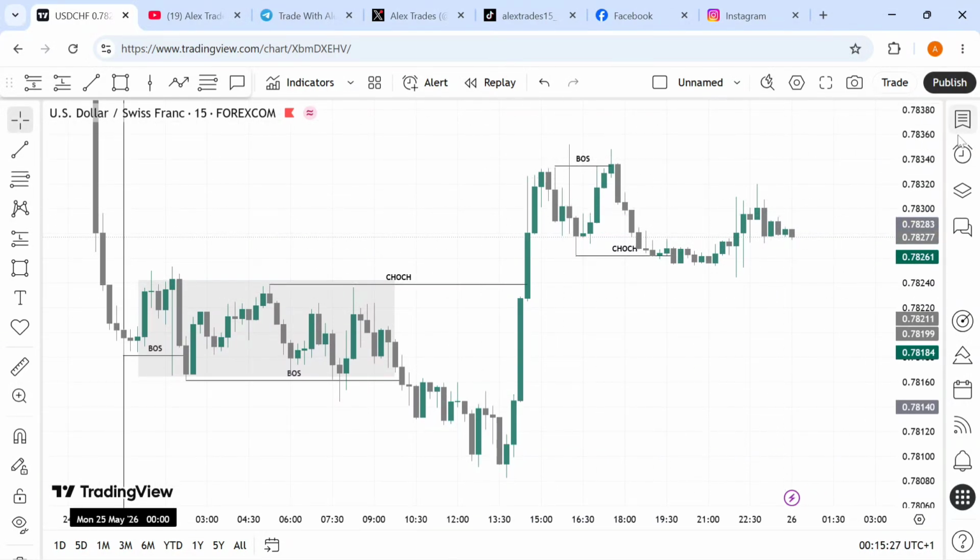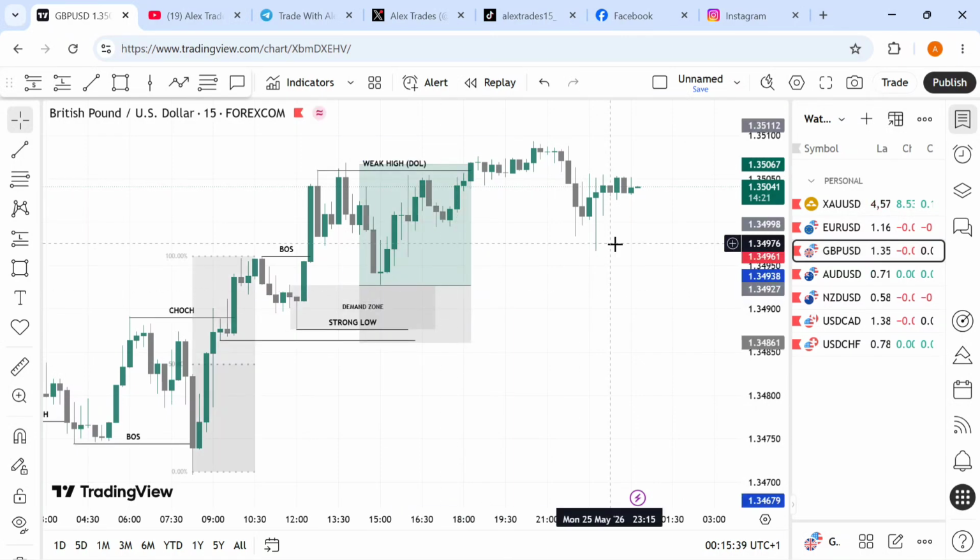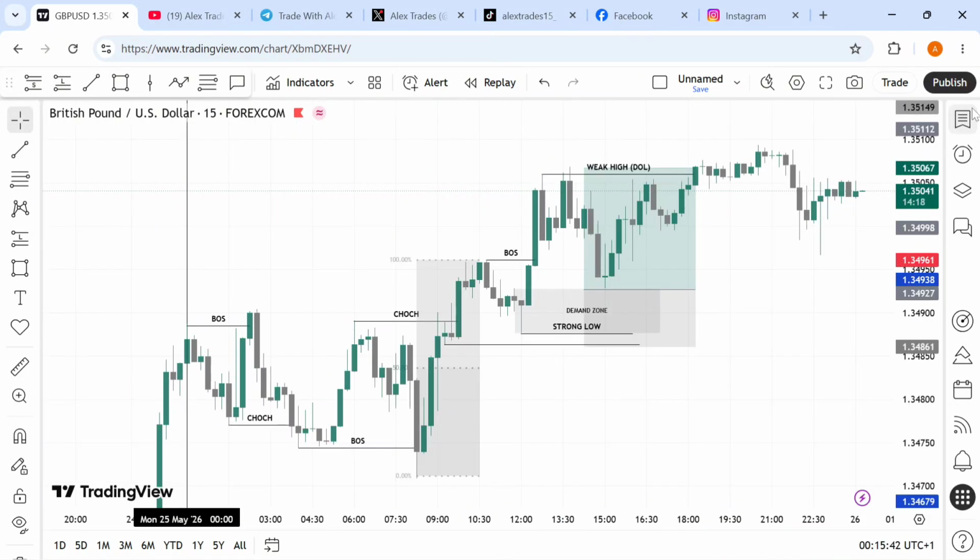So that's it on all the pairs. I only took 2 trades today, one on USDCAD and the other on GBPUSD. Or rather, I took 1 trade and missed 1 entry. So the GBPUSD was the one I missed and the USDCAD was the one I lost. Anyway, we go again tomorrow and hopefully we see favorable price actions.